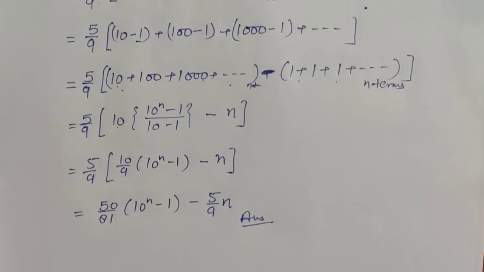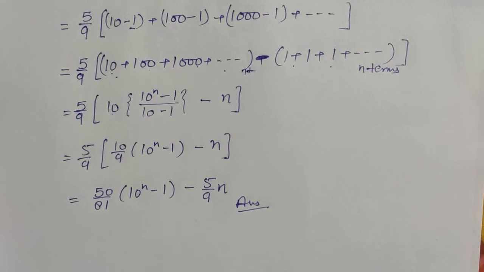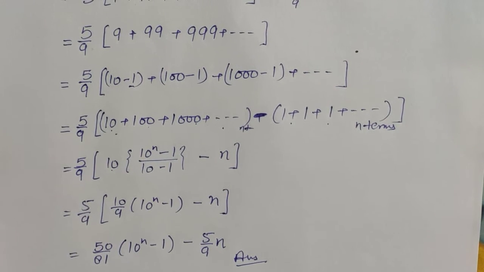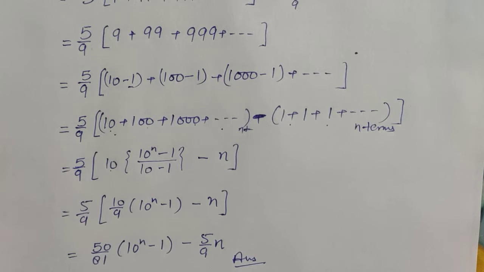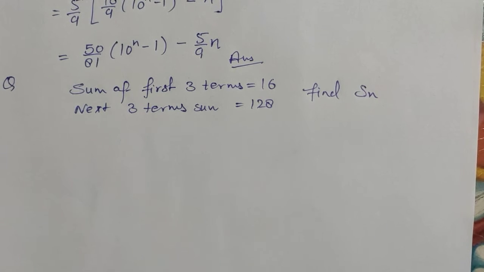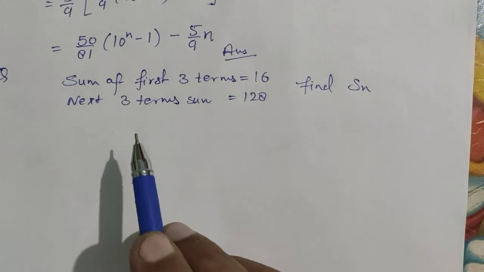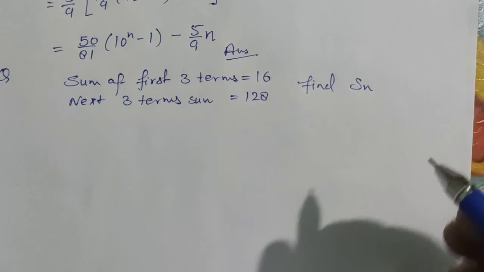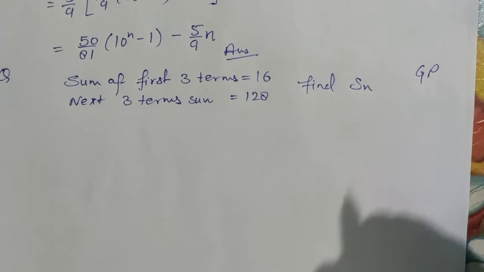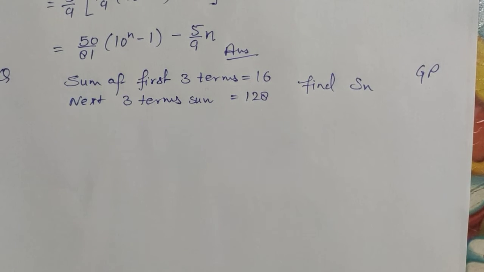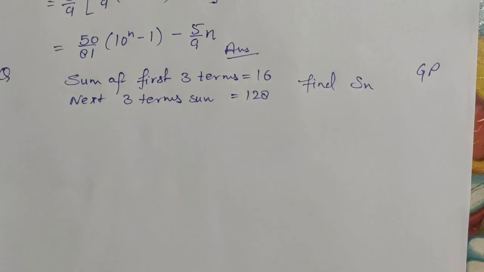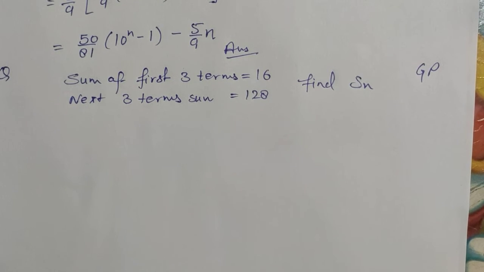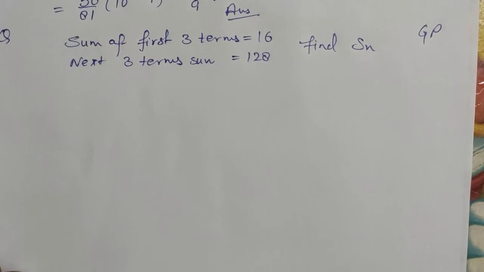So like this way we could solve the given question. It's a very good and important question. Now in the next question it is given to us that the sum of first 3 terms of the GP is 16 and the sum of next 3 terms is 128. We have to find the sum of n terms.